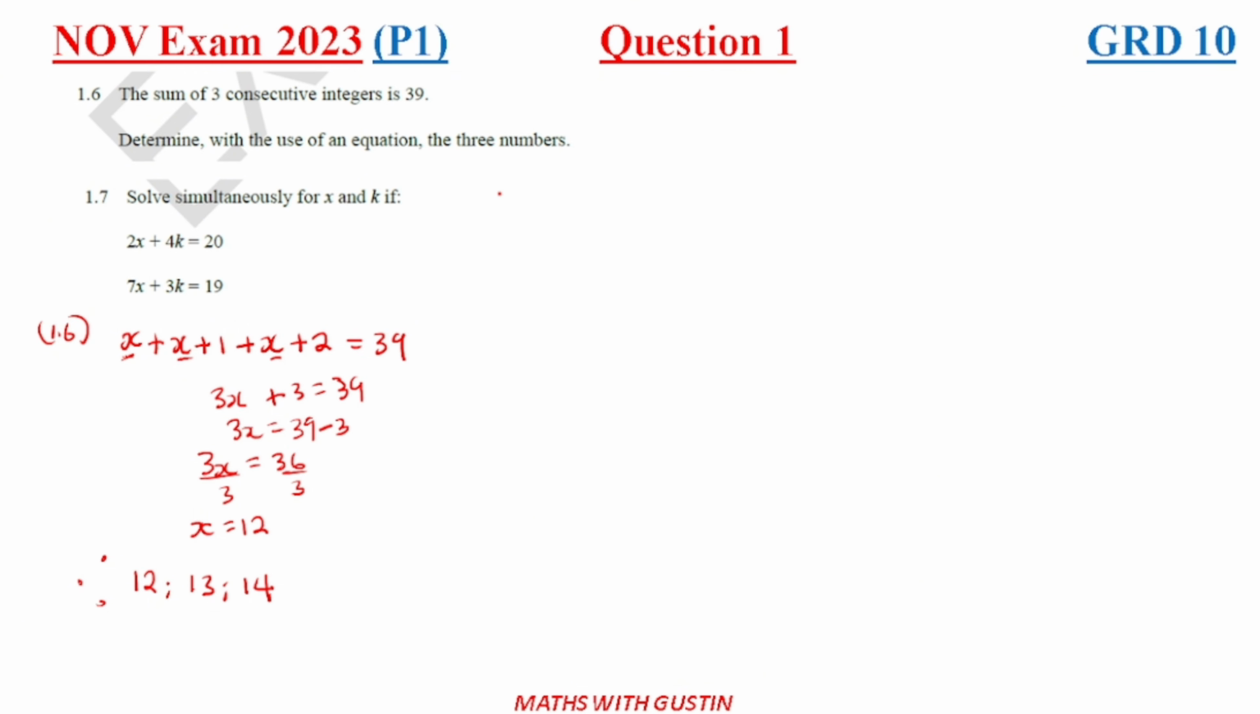Now let's move on to 1.7. 1.7 says here: solve simultaneously for x and k. Normally, guys, in the textbook we are used to solving for x and y, so please pay attention on this one. I'm going to go as slowly as I can to make sure that I do justice to this question. 7x plus 3k is equal to 19. If you have a look at this one, guys, you have equation number 1. You can mark this as equation number 1. Here you can mark this as equation number 2.